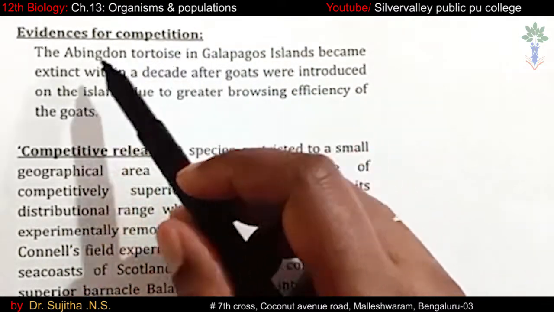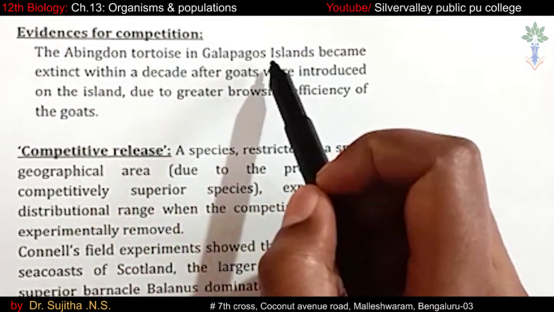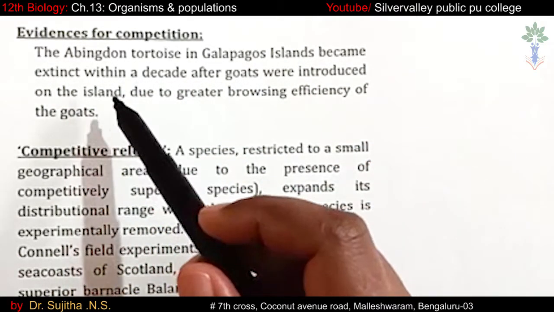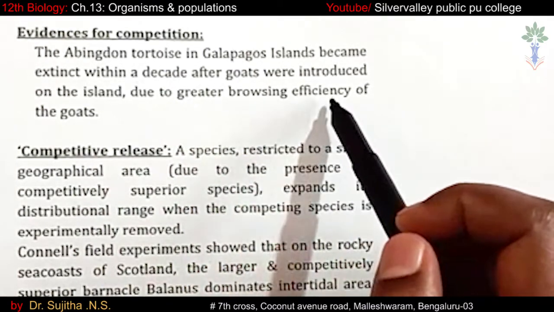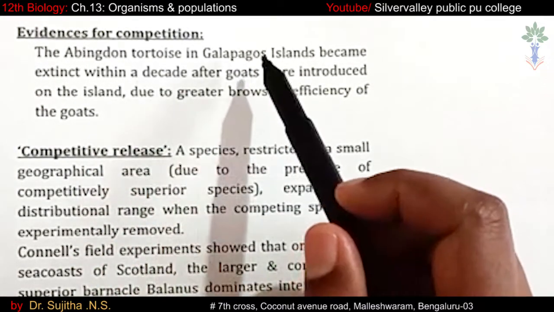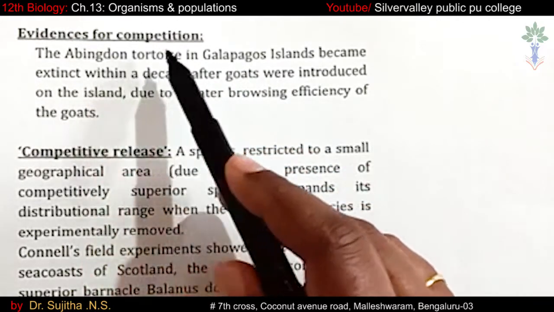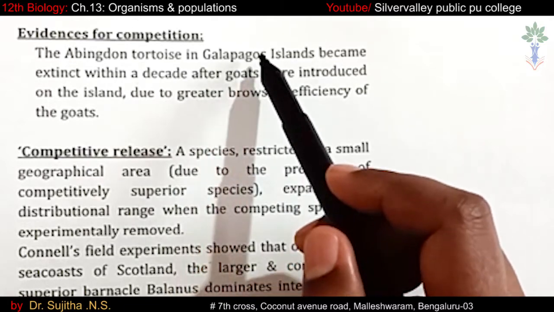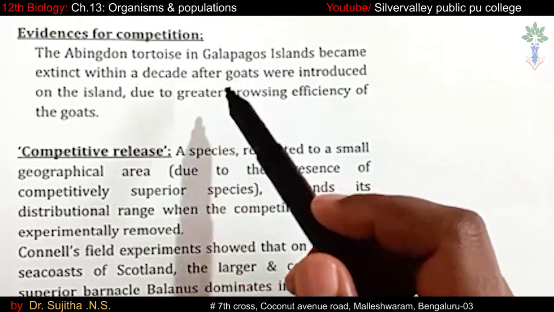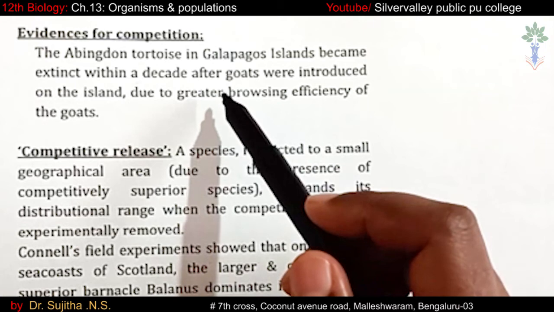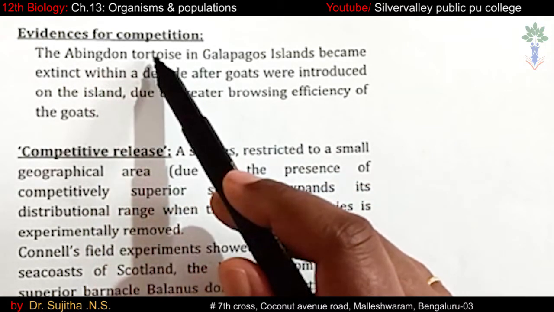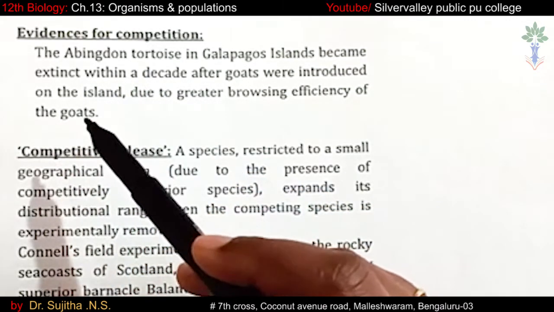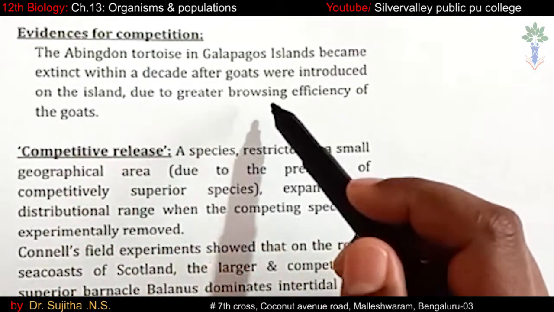Evidences for competition. The Abingdon tortoise in Galapagos Island became extinct within a decade after goats were introduced on the island, due to the greater browsing efficiency of the goat. So in Galapagos Island, where the Abingdon tortoises were living, the goats were introduced. Once the goats were introduced, they noticed that after 10 years the population of the Abingdon tortoise came down. It is because of the competition with the goats. Goats had a greater browsing efficiency.